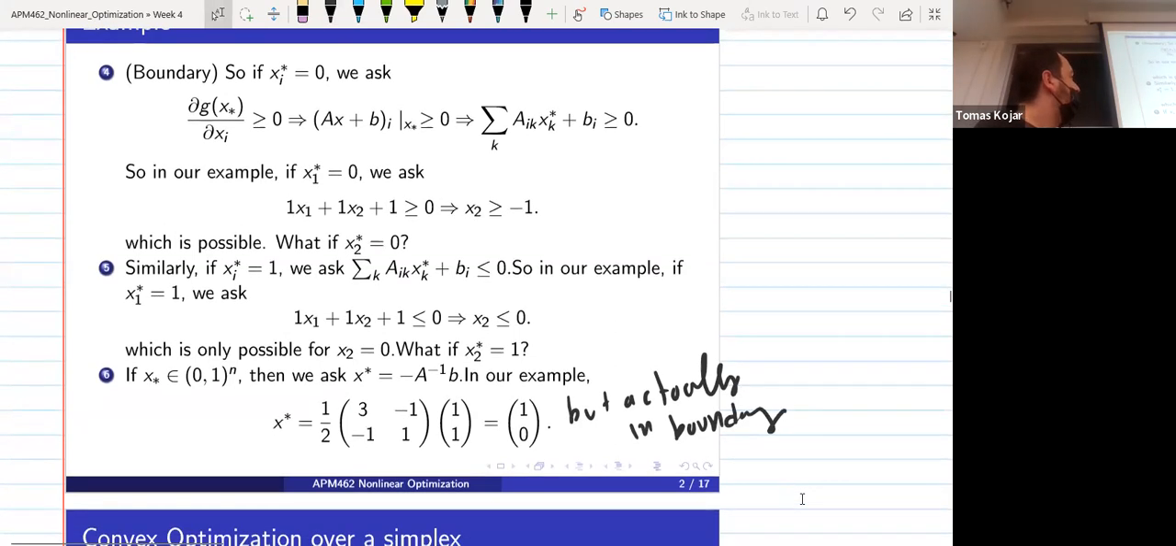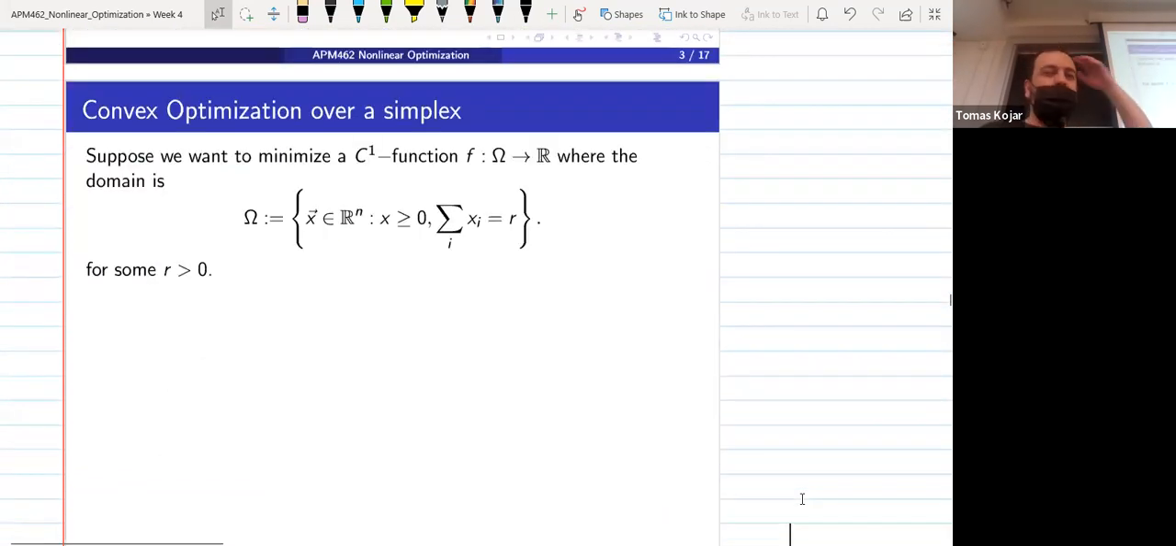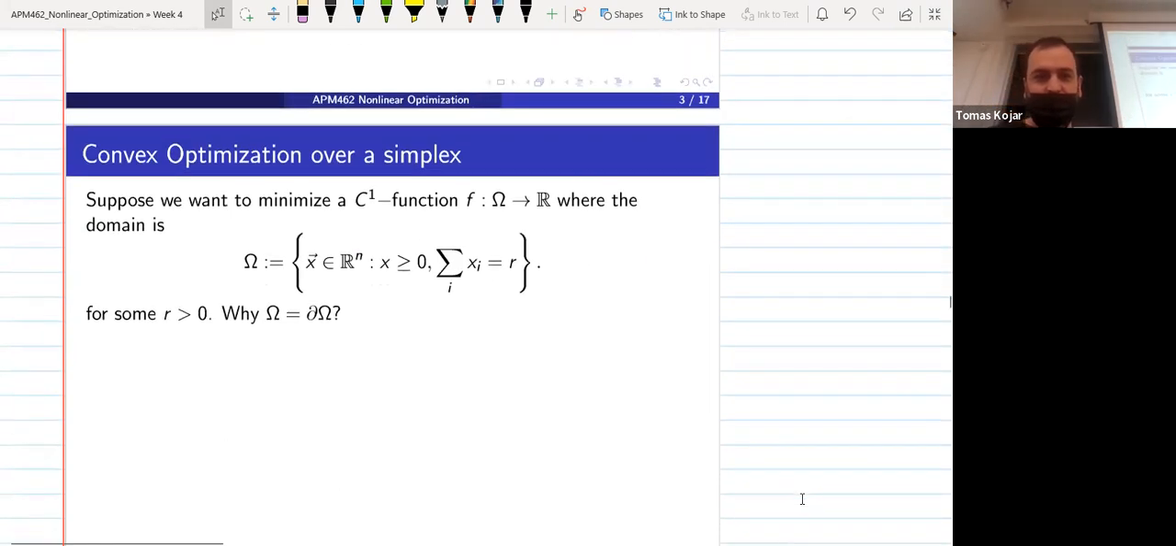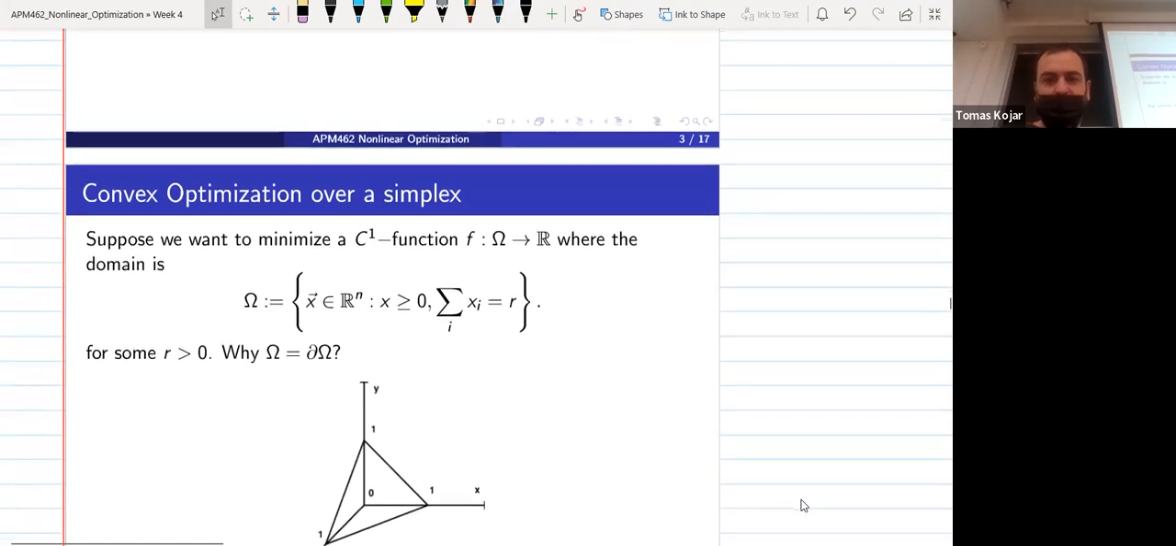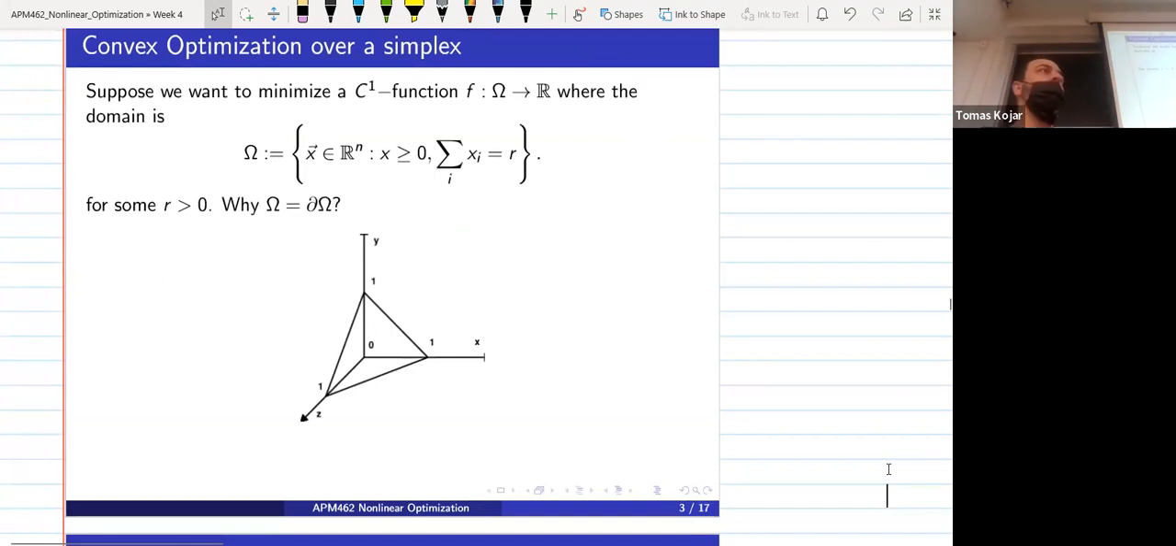Okay, what else? So now this showed up in your homework, so let's try to understand this. Here's a C1 function, and suppose your domain is the simplex. I hope I have a picture here. Yes, so the domain is just this plane. It's not a polytope, it's just the plane.